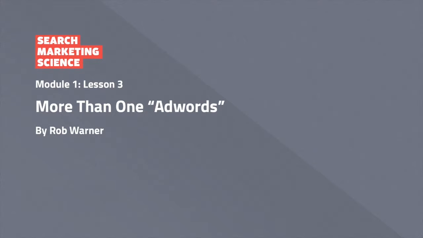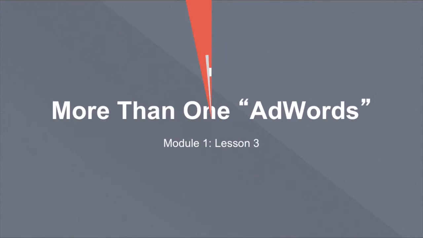Lesson 3 of this first module, where we're going to look at what I've called more than one AdWords. We're going to take a look through the different types of advertising options available in AdWords, just to give you an awareness and an understanding of what we're actually talking about when we talk about AdWords and what it encompasses, because it's a lot more than you probably might realise at this point.